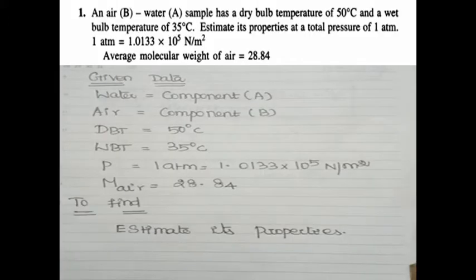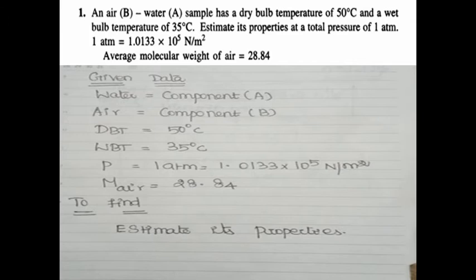First problem: an air-water sample has a dry bulb temperature of 50 degree Celsius and a wet bulb temperature of 35 degree Celsius. Estimate its properties at a total pressure of 1 atm. 1 atm is equal to 1.0133 x 10^5 Newton per meter square. Average molecular weight of air is equal to 28.84. Are you clear or not?